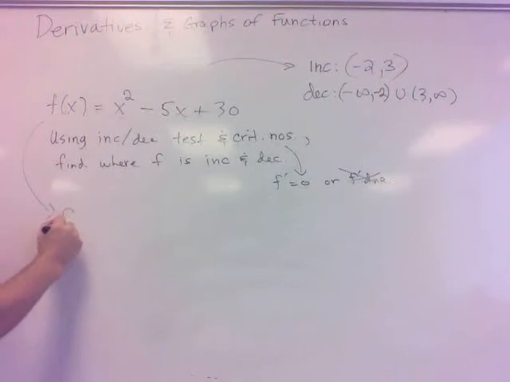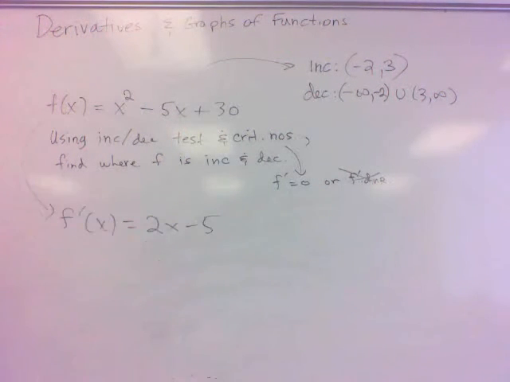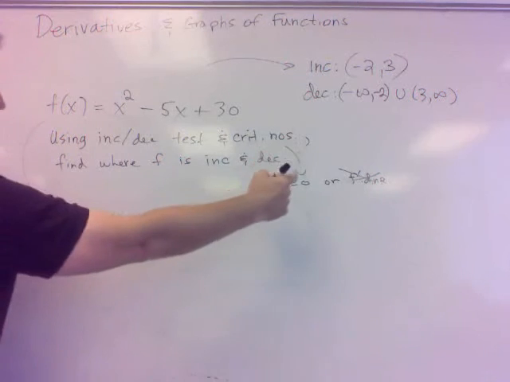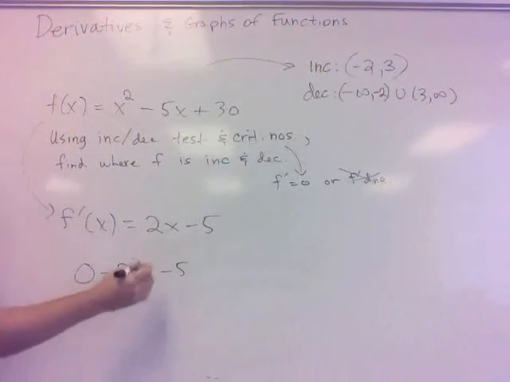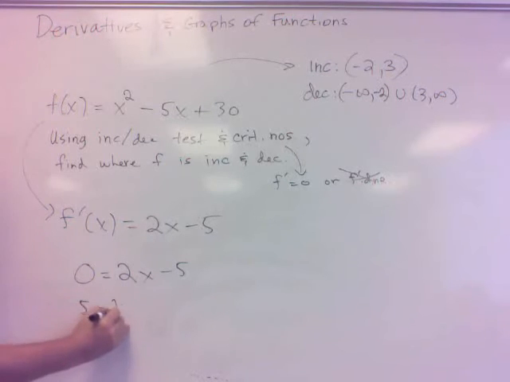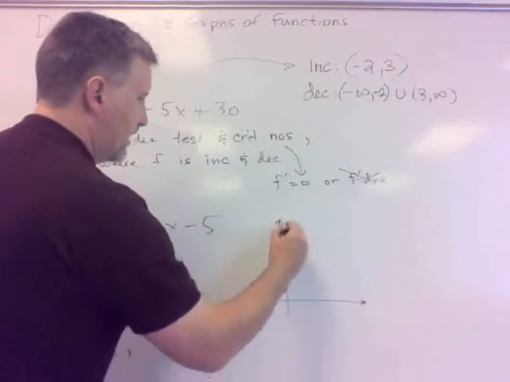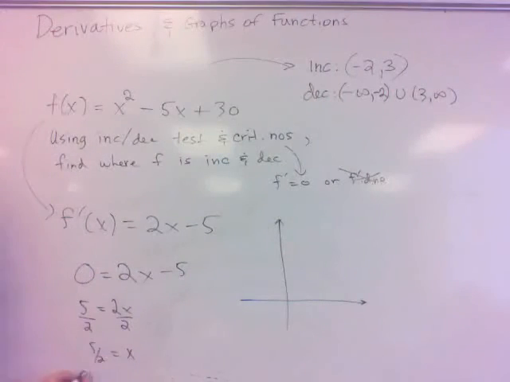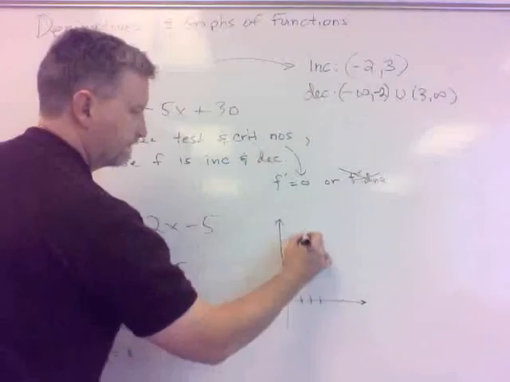So what's the derivative? f prime of x equals 2x minus 5. And so for the critical numbers, I'm going to set that to 0. And that's not too bad. Add 5, divide by 2. 5 halves is my critical number. So here's how we're going to do that. We're going to divide up the graph. I'm not actually going to graph this, but I'm going to divide up the graph. Just have one critical number, at 2.5.